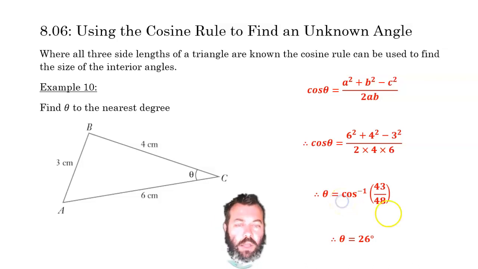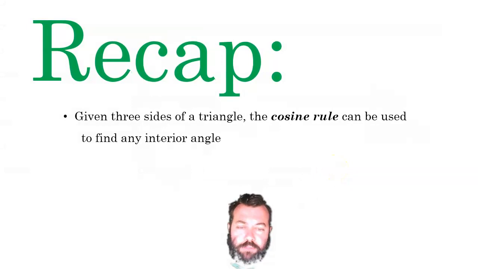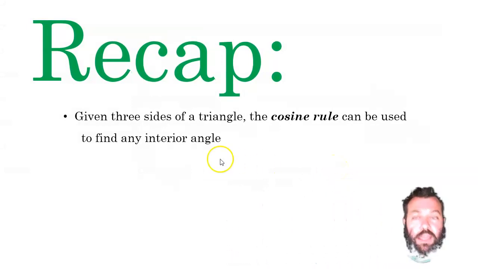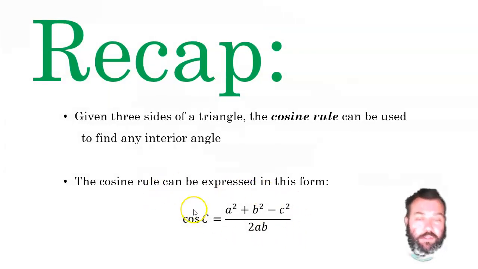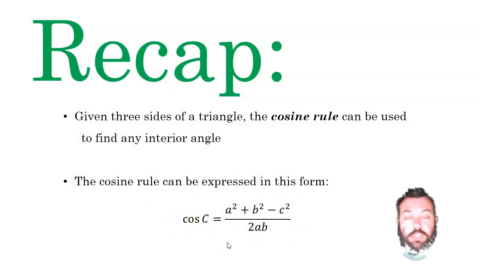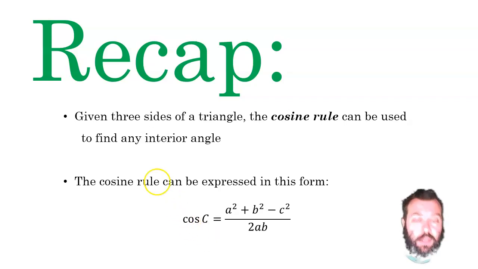Well, that's it for the cosine rule. Just a little recap here. If we have 3 sides of a triangle, we can use the cosine rule to find the interior angles one at a time. And the way we do that is using this version of the formula. We rearrange the formula so that cos C is a squared plus b squared minus c squared on 2ab. We will use the inverse cos to find the angle.